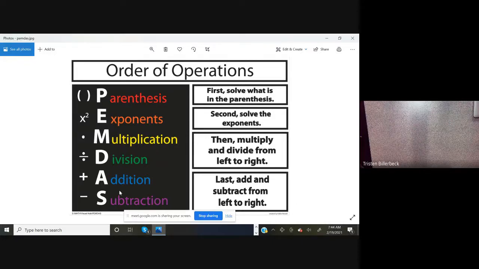Addition and subtraction are the same. We also have to follow the rule of left to right. They're equal as far as the weight. Just like multiplication and division are equal with each other, addition and subtraction are equal with each other as far as whatever happens first when we read from left to right, we do first.